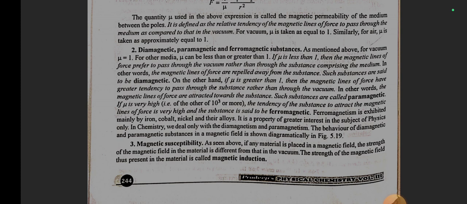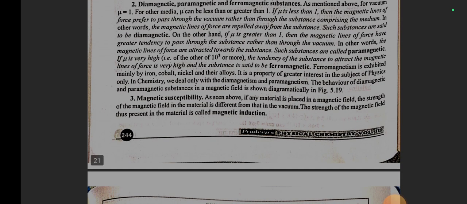Ferromagnetism is exhibited mainly by iron, cobalt, nickel, and their alloys. It is a property of greater interest in the subject of physics. In chemistry we deal only with diamagnetism and paramagnetism. The behavior of diamagnetic and paramagnetic substances in a magnetic field is shown.